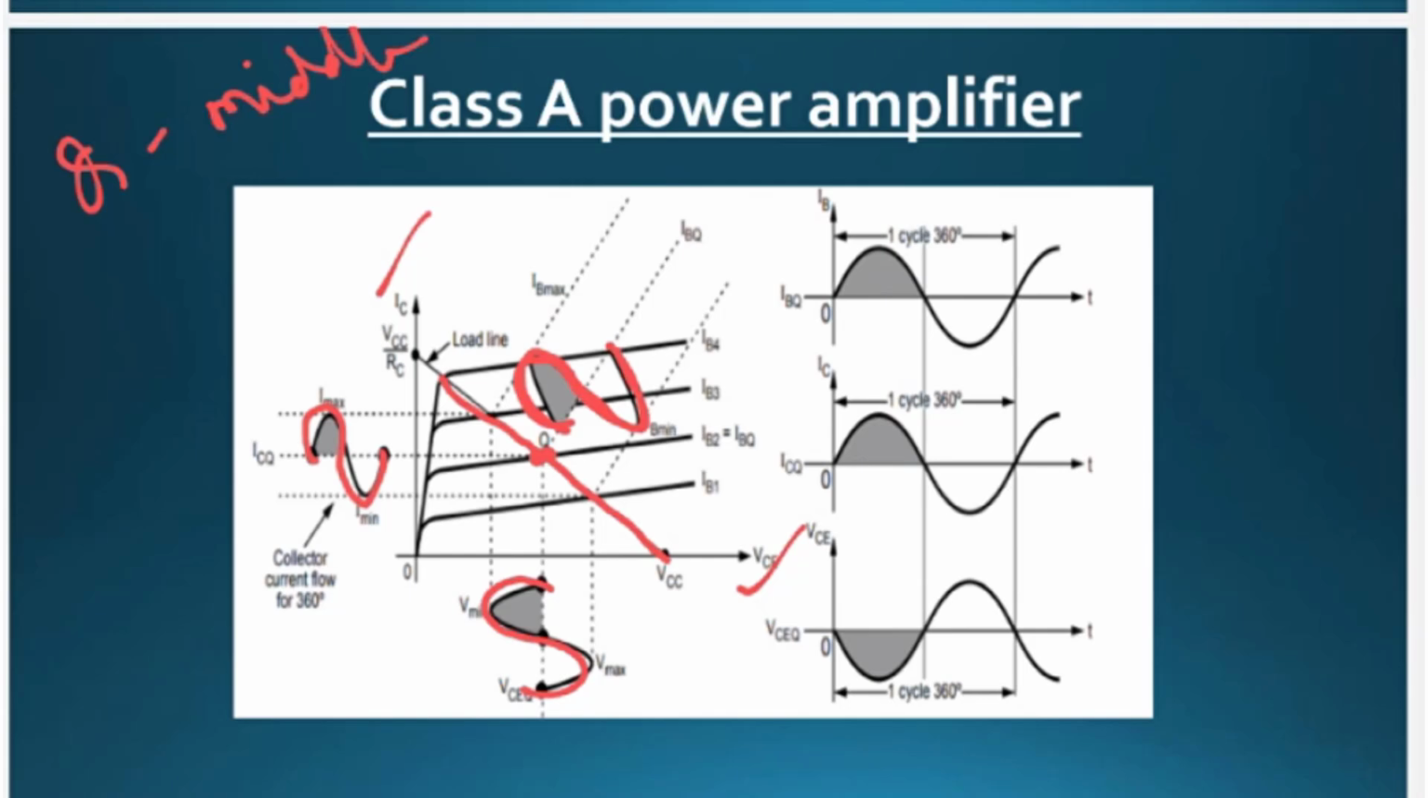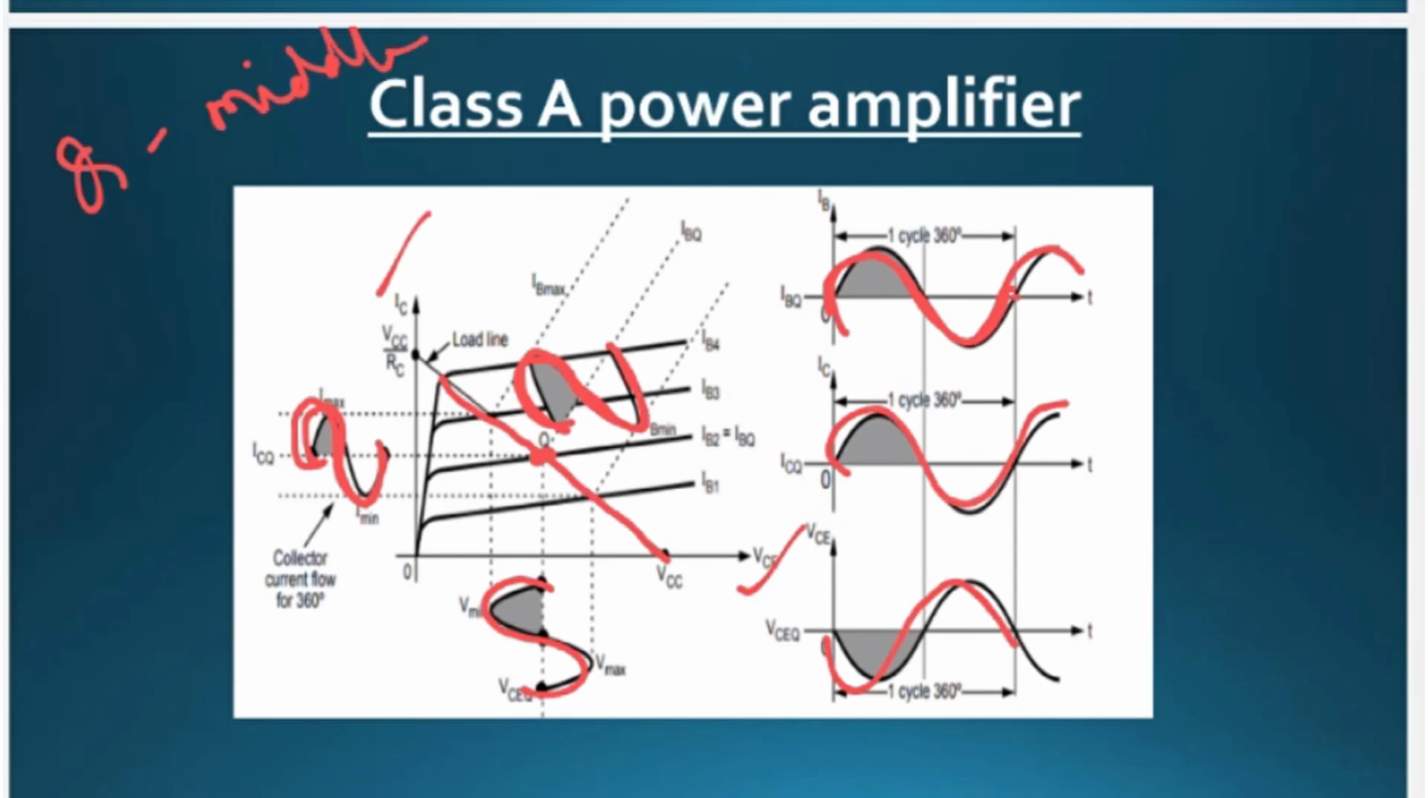Now if you observe, this is the input current, and up to here it is the full cycle. For a full cycle of input current, you are getting a full cycle of output current, this is the output current, and a full cycle of output voltage also. So you can say the collector current flows for the total cycle, that is, for 360 degrees.